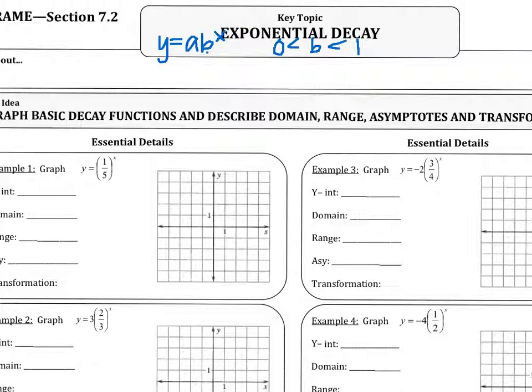Now this can be a fraction or a decimal. Most of the time you're going to see it in fraction form, but if you convert it to a decimal, just make sure your decimal is between 0 and 1.